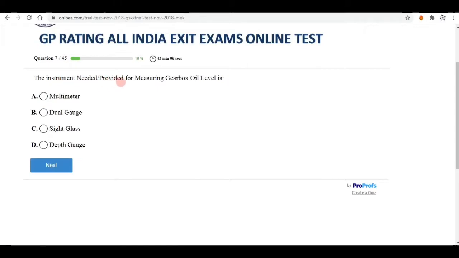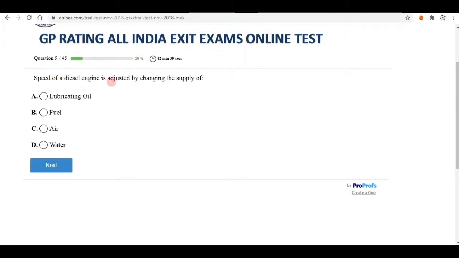Then the instrument needed or provided for measuring gearbox oil level is, gearbox oil level, which instrument is there? Multimeter we can't use, dial gauge we can't use, depth gauge we can't use. Answer is sight glass. Which one of the following will be used first on a small fire in the engine room? So for a small fire we use portable fire extinguishers.